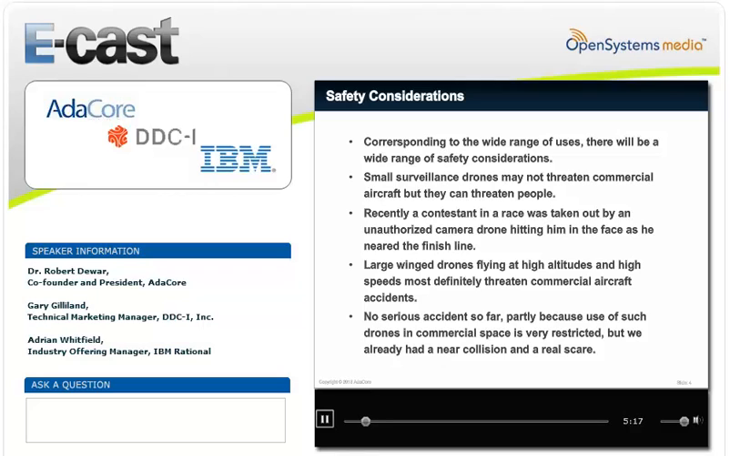And yeah, I think that's a harbinger of real concerns to come, especially when these devices become more ubiquitous and you have lots of them flying around with the great capability of hitting one another as well as hitting people. On the other hand, large wing drones flying at high altitudes and high speeds most definitely do threaten commercial aircraft and raise the specter of dangerous collisions and accidents.